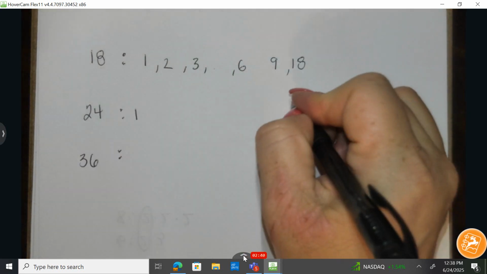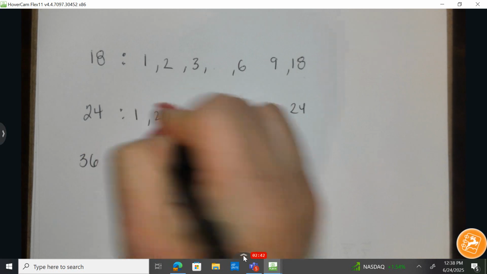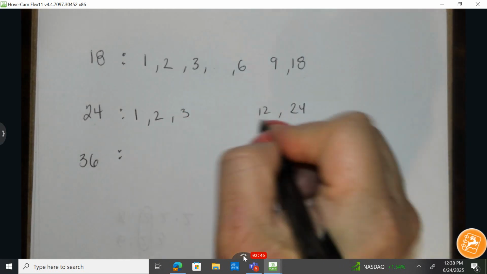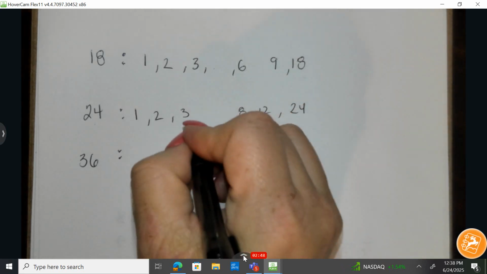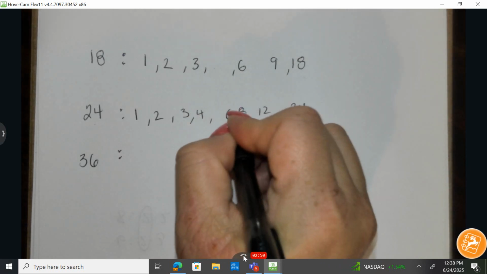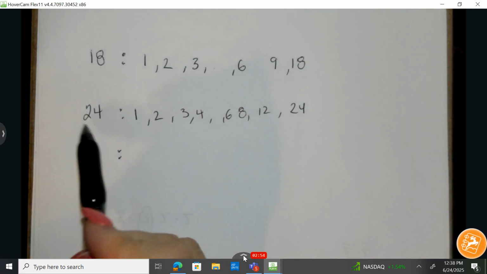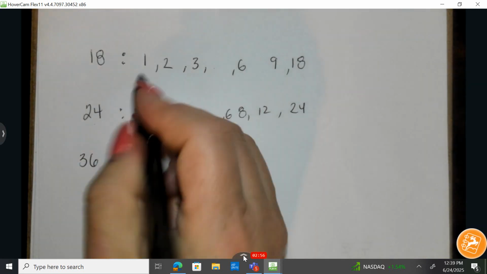Same concept. 1 times 24 is 24. 2 times 12 is 24. 3 times 8 is 24. 4 times 6 is 24. The only whole number between 4 and 6 is 5, and it does not evenly divide into 24.